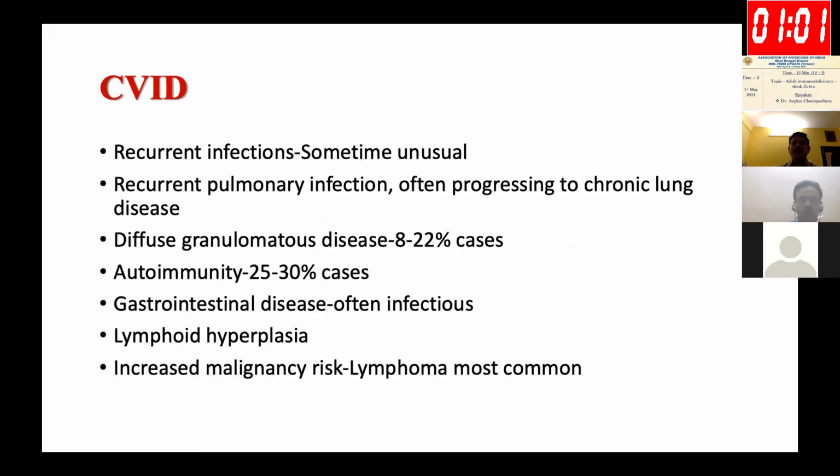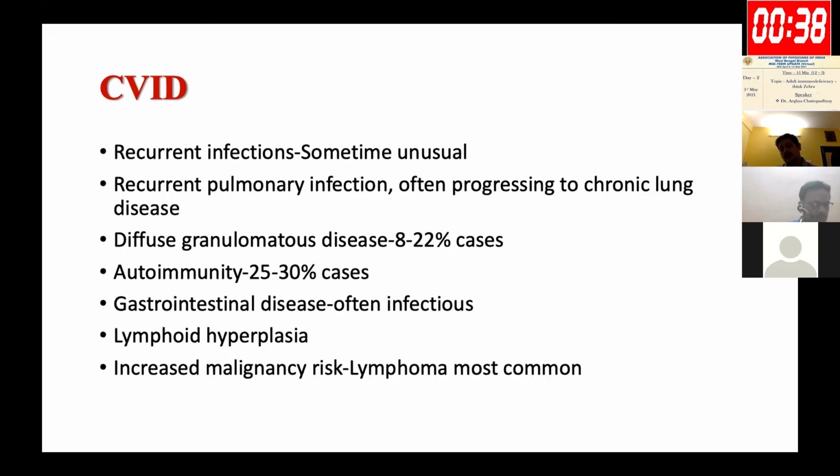So recurrent infection and sometimes unusual recurrent pulmonary infection. Sometimes these patients also can have granulomatous disease, like 8 to 20%, and autoimmunity, like this patient has a history of ITP. So autoimmunity can be in presentation around 25 to 30% of cases of CVID. And GI disease, GI colitis, lymphoid hyperplasia, and increased risk of malignancy.